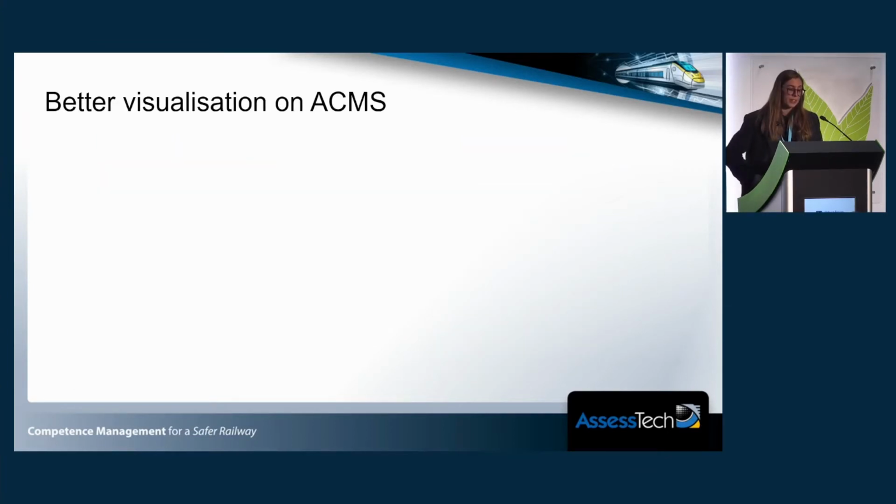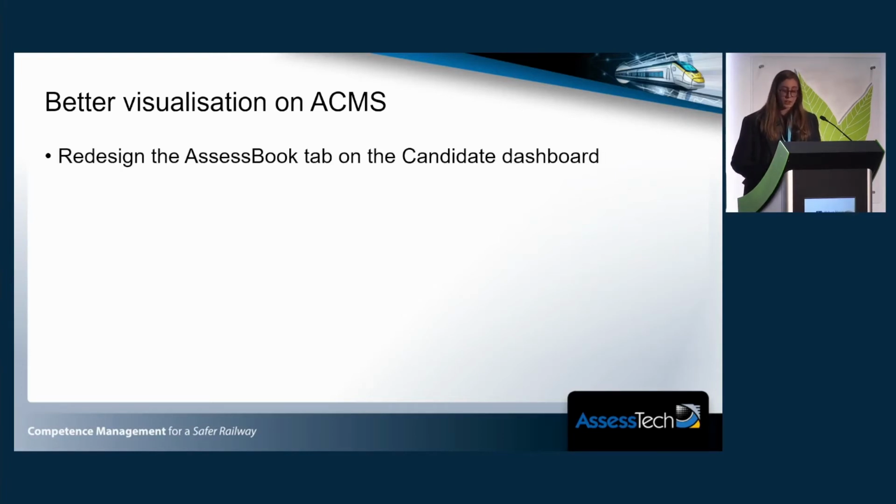And then finally, we've got better visualization on ACMS. So to carry out all of those changes, we definitely need a better way of representing that data in Assessbook. So the first thing we'd like to do is just redesign the look and feel of the Assessbook tab. At the moment, it's just basically a list, courses, activities, but we want to make this a little bit more engaging, a little bit more efficient for assessors to use, and so that we can get a bit more reporting out of that tab as well.